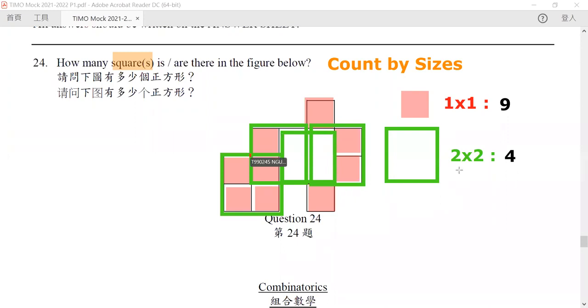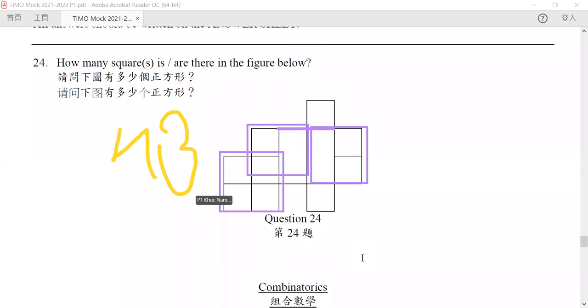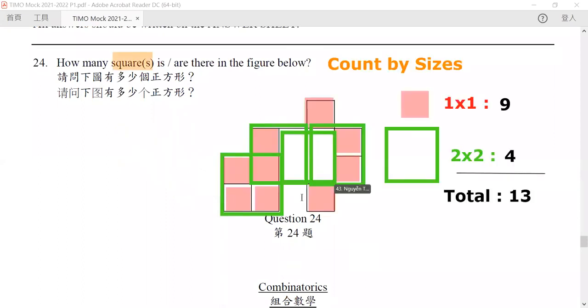So in total, how many squares are there here? The 9, which is 1 by 1, and then 4, which is 2 by 2. So the total number of them is 13. Okay, so our answer is equal to 13. So this is our question number 24.